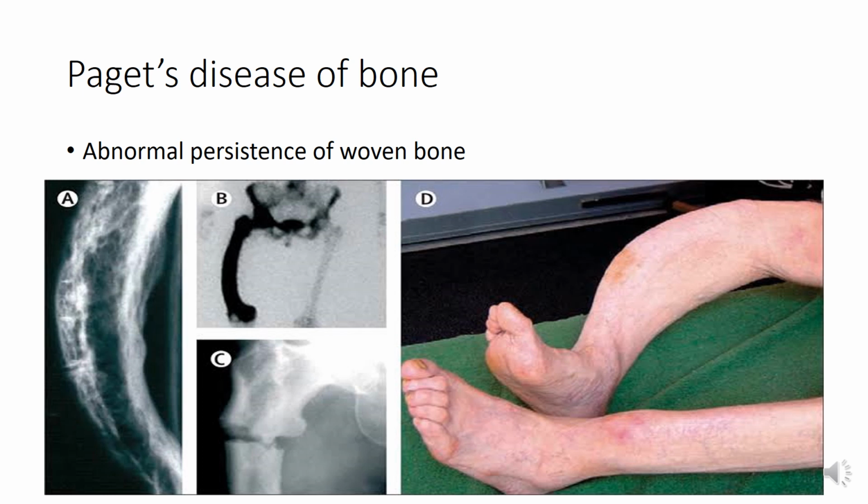So this is the pathological implication, Paget's disease of bone. This is due to abnormal persistence of woven bone. We can see that this abnormal persistence of the immature bone or the woven bone can lead to many deformities and also fractures.